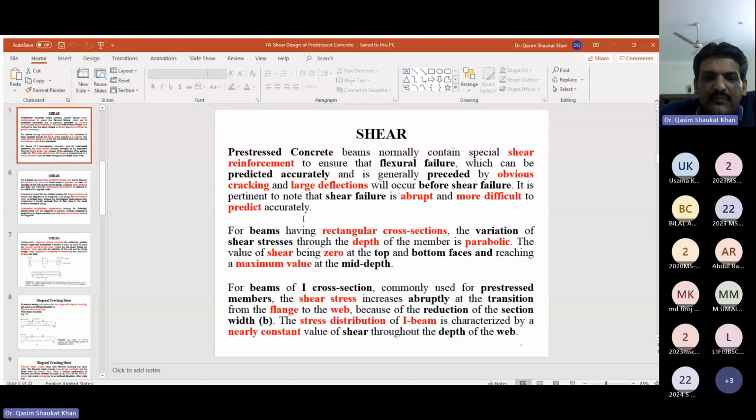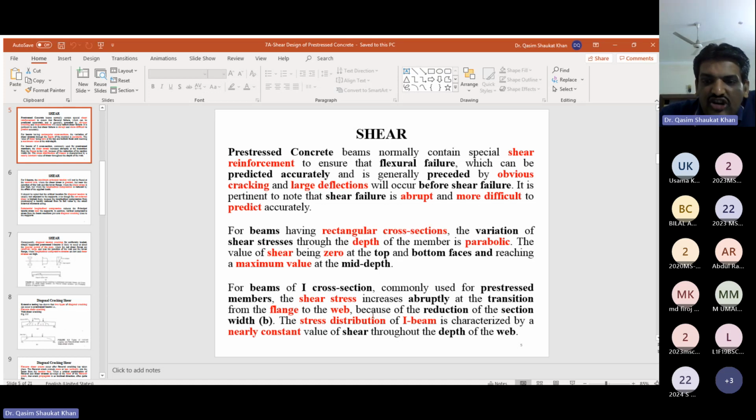Okay, so for the beams having a rectangular cross section, the variation of the shear stress through the depth of the member is parabolic. The value of the shear being 0 at the top and bottom faces, and reaches a maximum value at the mid depth. For beams of I-shaped sections, which are commonly used for the pre-stressed members, the shear stress increases abruptly at the transition from the flange to the web because of the reduction of the section width.